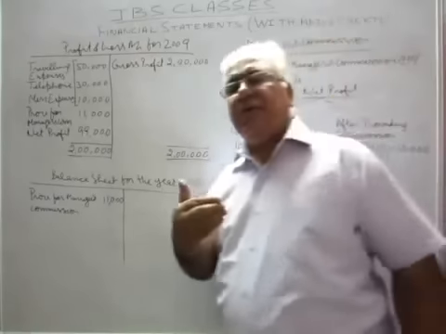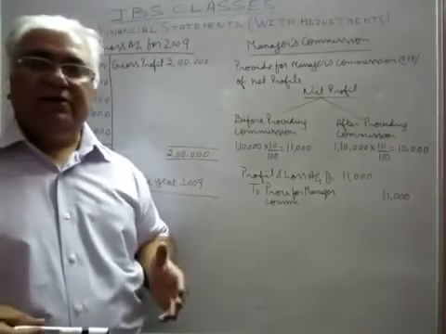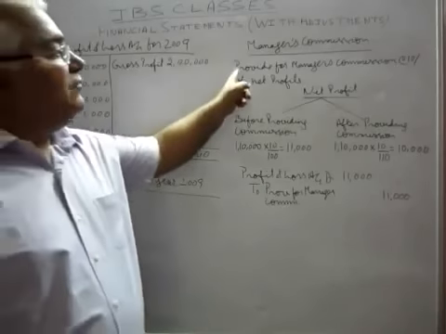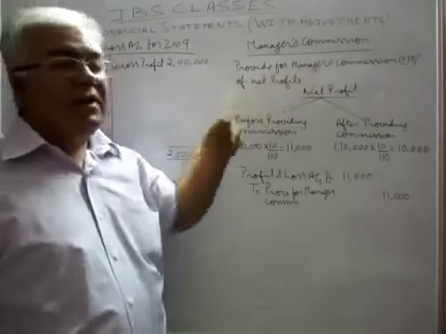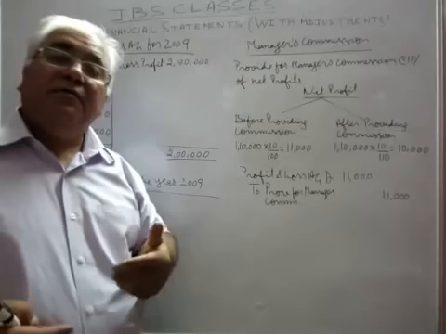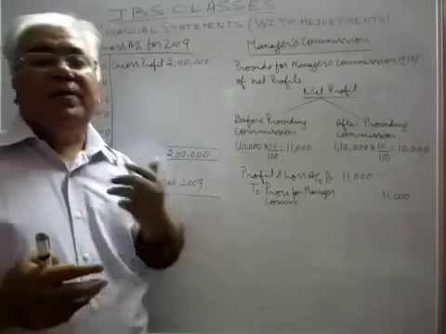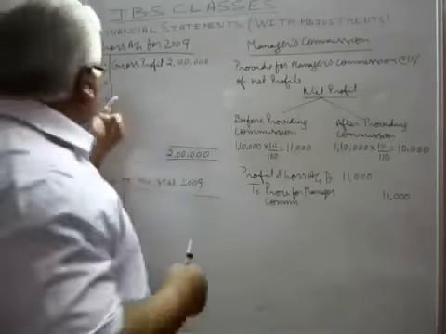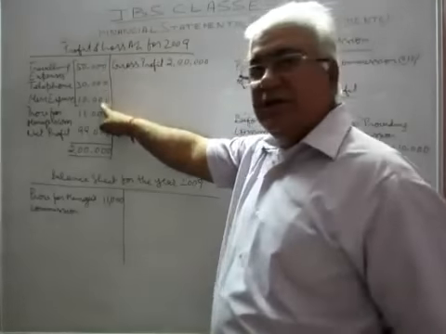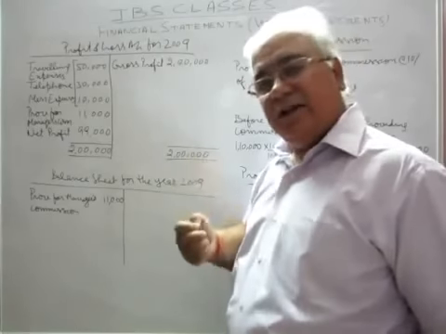You know, many times in the question it is provided that we have to provide for manager's commission. This is based on the profits earned by the firm. Now in this question, provide for manager's commission at the rate of 10% of net profits. Now the net profit could be of two types. One, net profit before providing for manager's commission, and then profit after providing for manager's commission. For example, in this case, gross profit is 2 lakhs and the expenses are 90,000. That means our net profit before providing for manager's commission is 1,10,000.